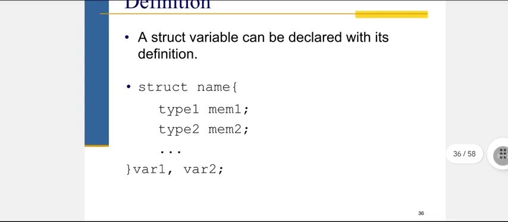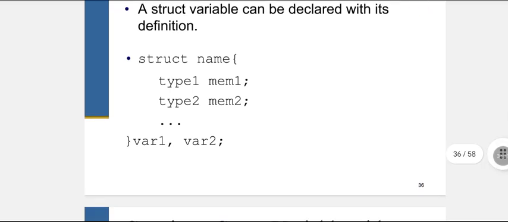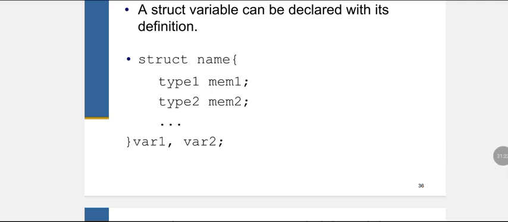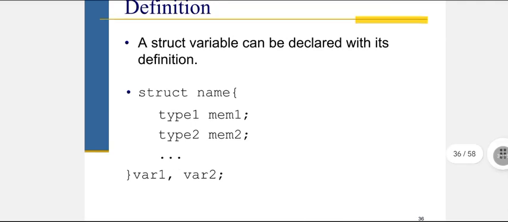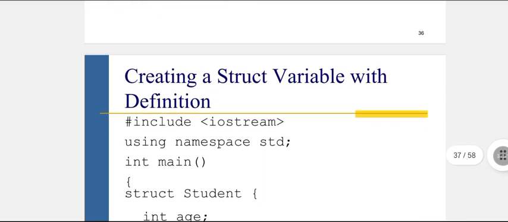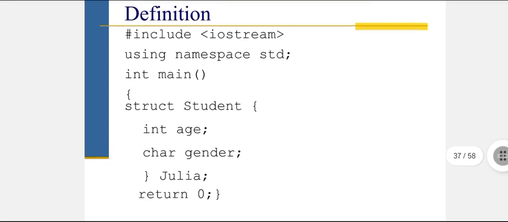And you can see an example over here. We have the struct name. Inside we have our type and a member. Type 1 and member 1. Type 2 and member 2. Then outside we have variable 1 and variable 2. So it helps us to know the struct variable can be declared with its definition. Then we move on to another example.